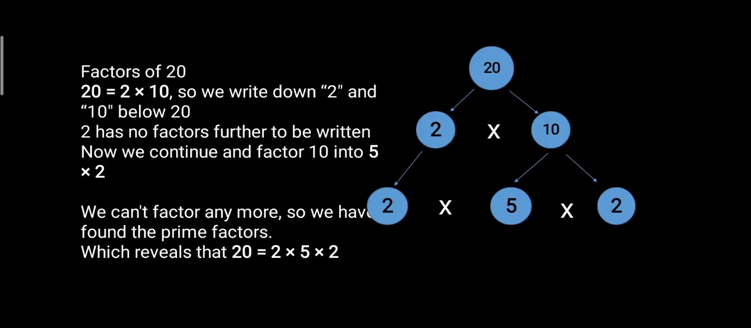In the same way, 20 can also be factorized. So we get the factors as 2 into 5 into 2. Both the numbers, that is 2 and 5, are prime numbers.